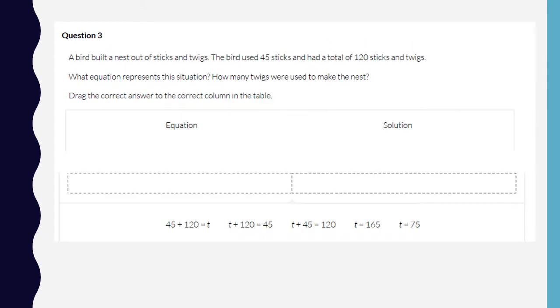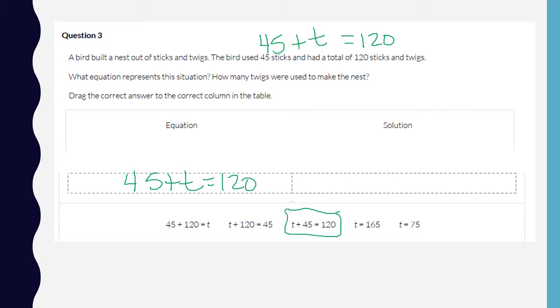A bird built a nest out of sticks and twigs. The bird used 45 sticks and had a total of 120 twigs. Okay, so 45 plus that T gave us 120 because sticks plus twigs gave us 120. So 45 plus T equals 120. Okay, or T plus 45, same thing. Okay, now I'm going to rewrite it.